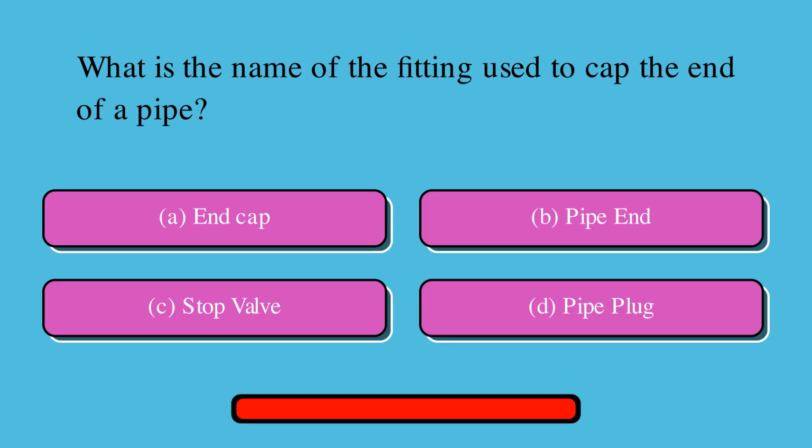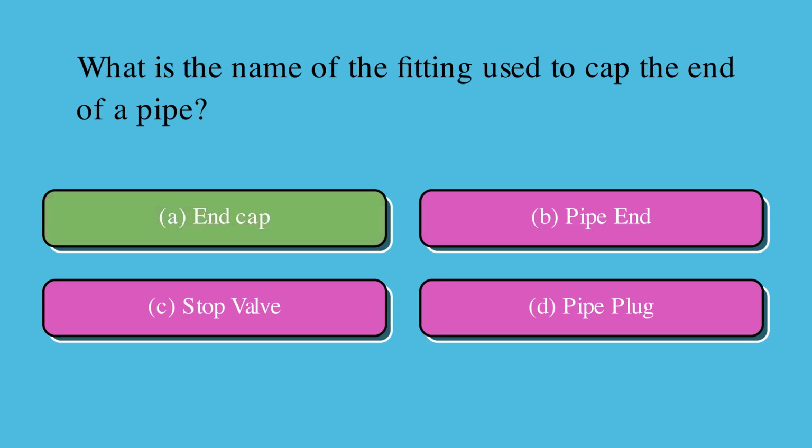Which of the following is the name of the fitting used to cap the end of a pipe? Is it A. end cap, or B. pipe end, or C. stop valve, or D. pipe plug? The correct answer is A. end cap.